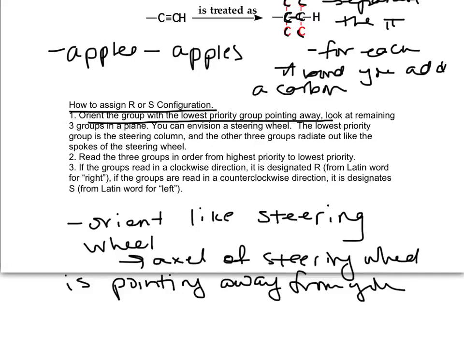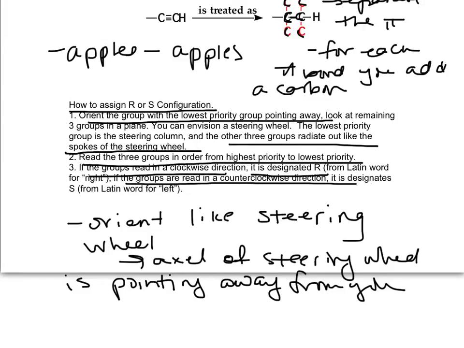And then what you're going to do is look at the other three groups, and they're going to radiate out like the spokes of a steering wheel. You're going to read the three groups in order from highest priority to lowest priority. Again, if the groups read in a clockwise direction, you have an R configuration. If the groups are counterclockwise, it's S.